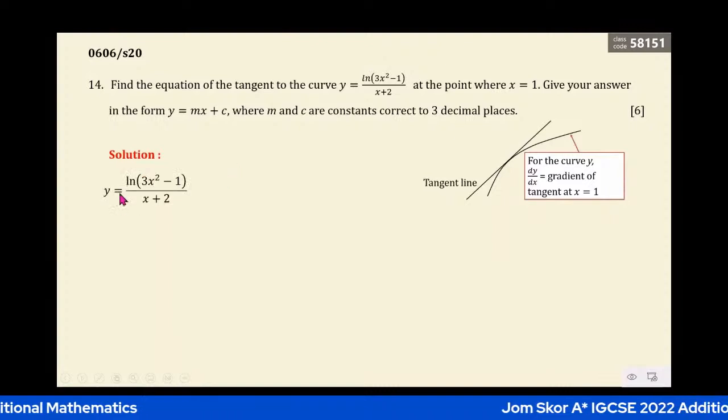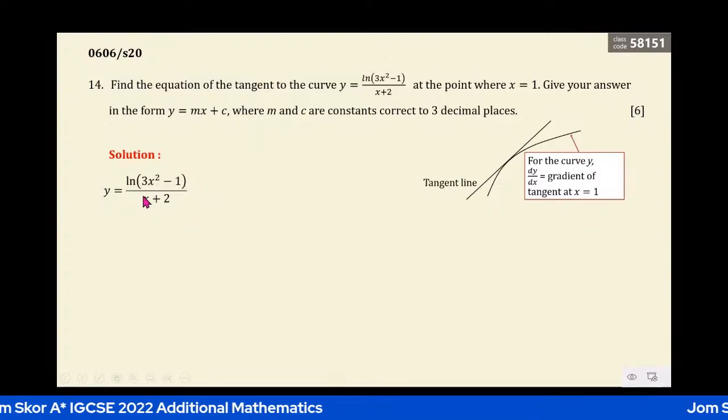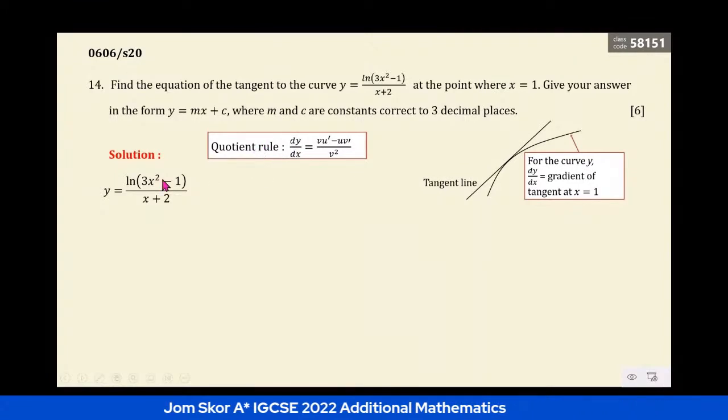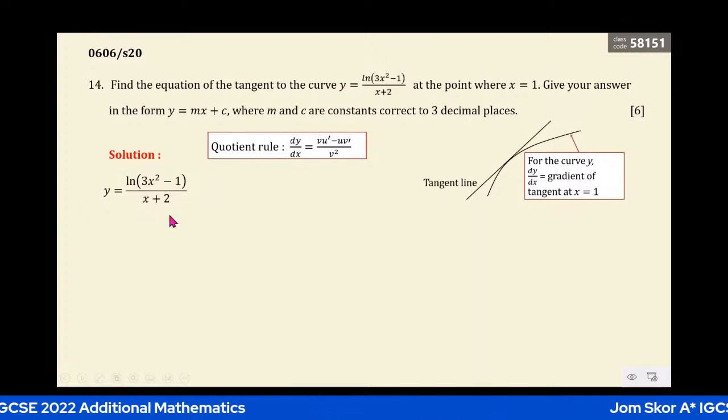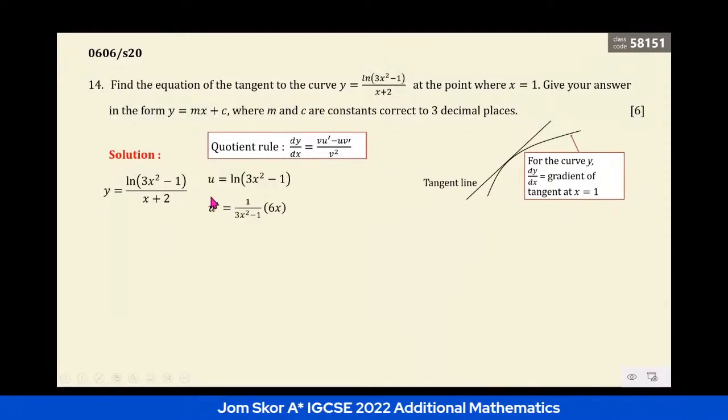So this is our y, this is the function. If we look, this is a fraction, so it is in fraction form. What we are going to use is the quotient rule. The numerator will always be u, and the denominator will always be your v. So we take out u, and then this is the differentiation of your u.